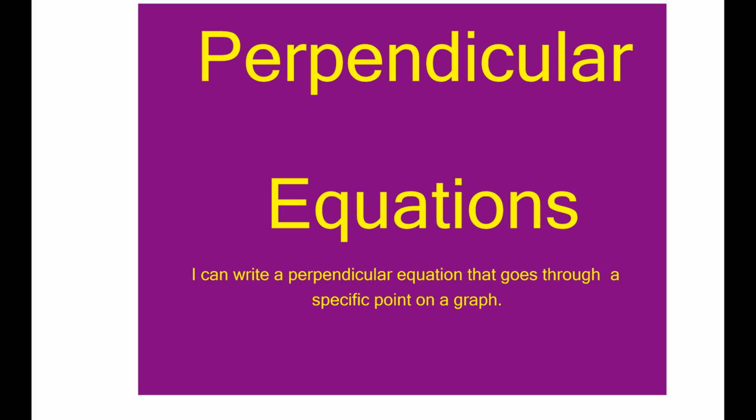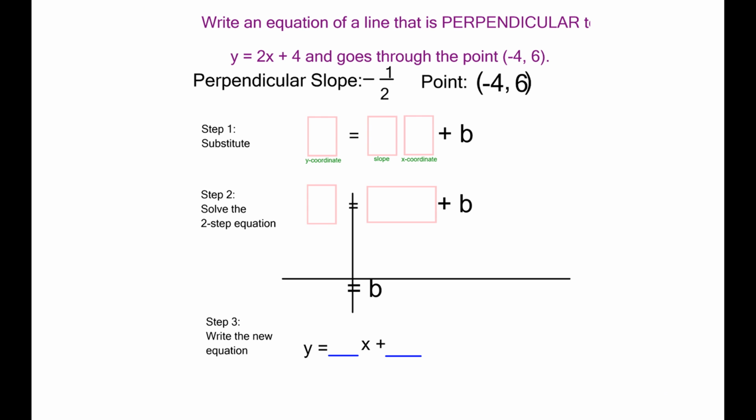In this video, you will learn how to write perpendicular equations that go through a specific point on a graph. So far, you probably have already learned how to write a parallel equation through a certain point on the graph. When you are looking for a perpendicular equation, you're really using the same strategies. The only thing that changes is that now you need a perpendicular slope instead of a parallel slope. Otherwise, the methods are exactly the same.